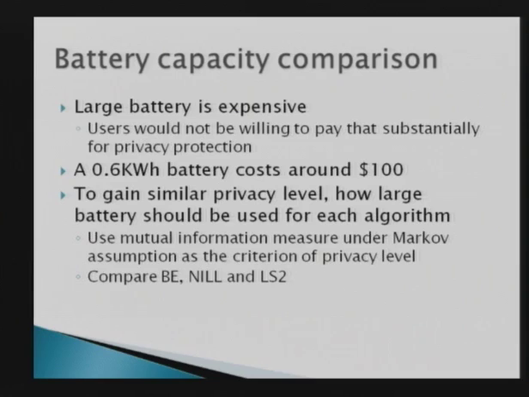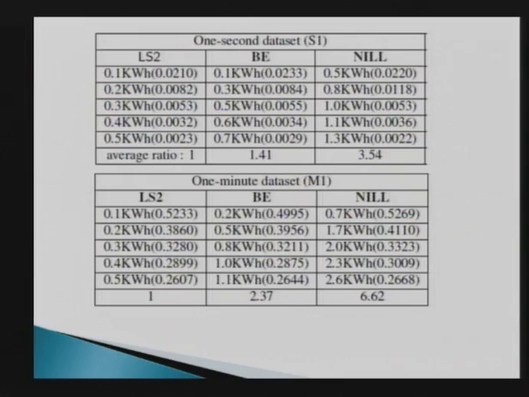And we get one example here. So a 0.5 kilowatt hour battery will cost $100, and a larger battery, of course, will cost more. So we want to compare, to gain a similar privacy level, how large a battery we should use for each algorithm. We use the mutual information here as the criterion. So the mutual information over the Markov Chain model. And so here is the result.